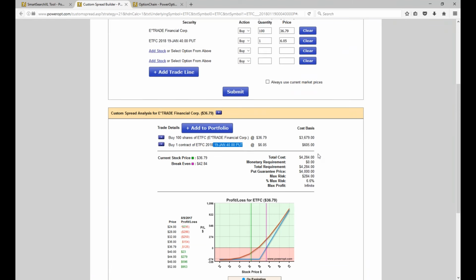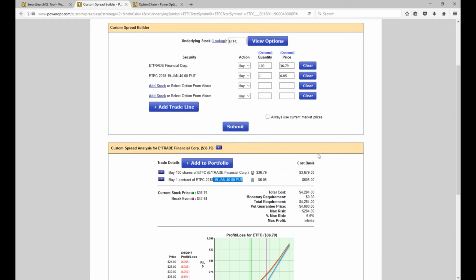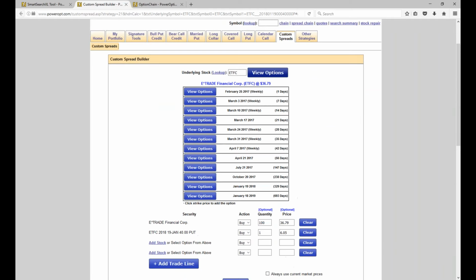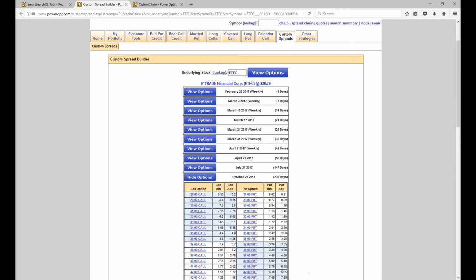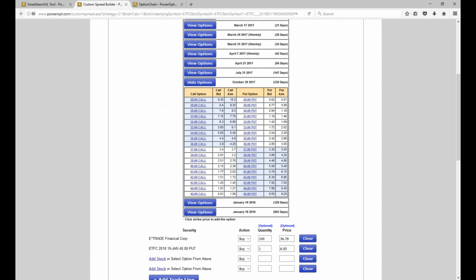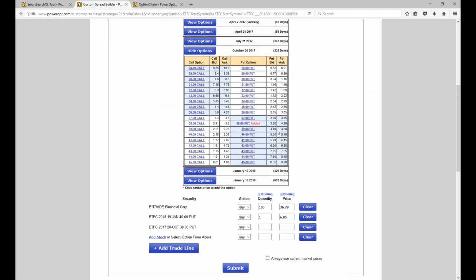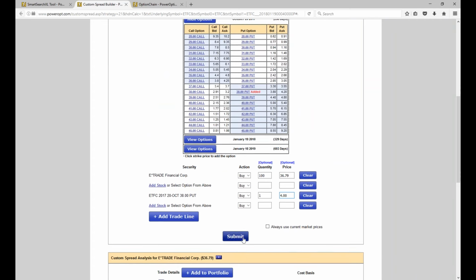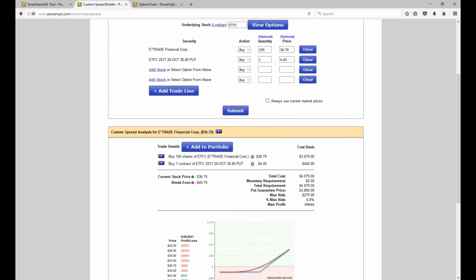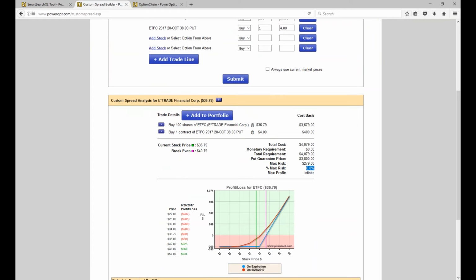I might go closer in time based on my anticipation of E-Trade. Instead of going to the 40 for January, I might go to the October 38 or 39. I'll go with a 38 with a price of $4 instead. See how that looks for me. Yeah, still about the same monetary risk, but I only have 238 days to expiration. But I'm closer to the current stock price.